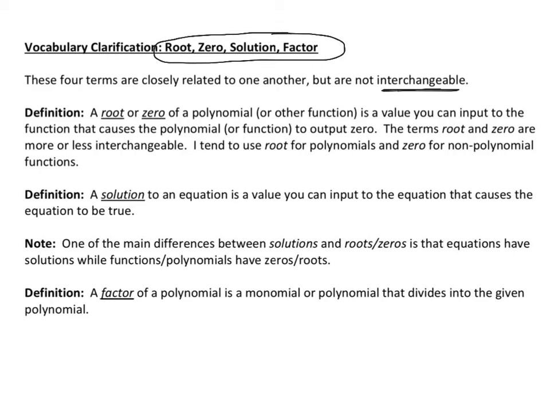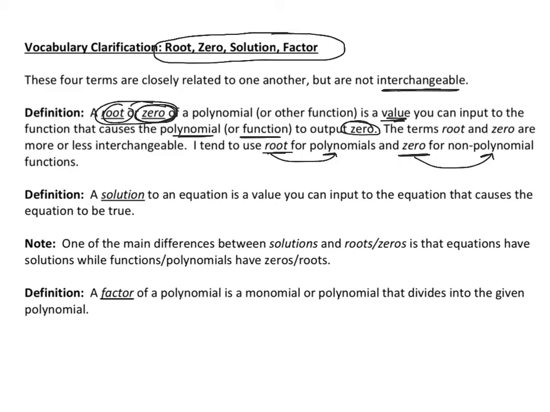So a zero or a root of a polynomial, these are two words that are more or less interchangeable. A root or a zero is a value that you can input into a function that causes that polynomial or function to give you an output of zero. That's why it's called a zero, right? And sometimes we call it a root. The terms root and zero are more or less interchangeable. I will say that I tend to use the word root when I'm talking about polynomials, and I tend to use the word zero for non-polynomial functions like natural log or e to the x.